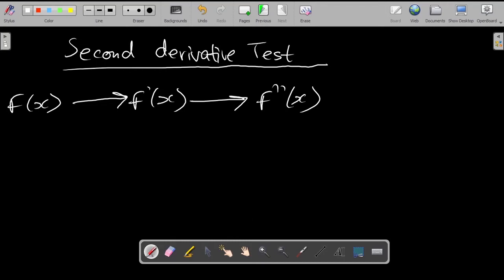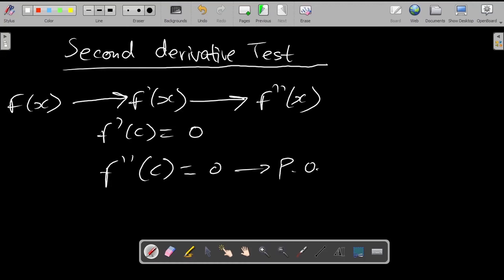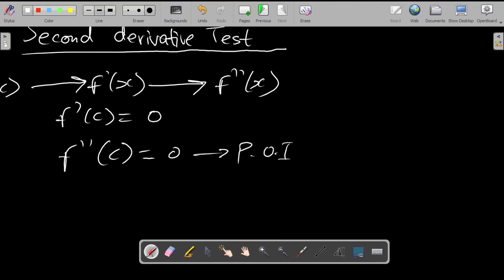In grade 12, you can assume that once you find a stationary point, by finding the first derivative equal to 0, you can say that if you have the second derivative at that same point as 0 as well, then you do have a point of inflection. But this is not always the case. You might find that there is no change in concavity.